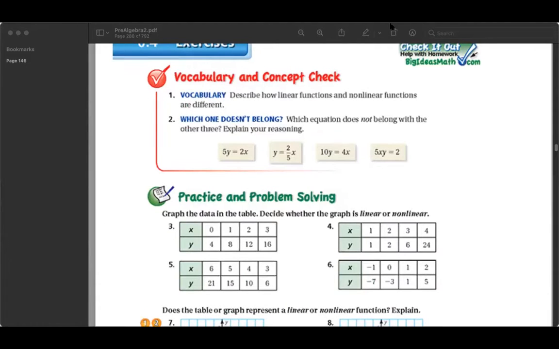All right, what about this one here? Look at these 5 here. What about this one, number 2 right here? It says, which equation does not belong with the other 3? And explain your reasoning. So we'll have A, B, C, and D. So can anybody tell me which one of these doesn't belong? A, B, C, or D? We got 5y equals 2x, y equals 2 over 5x, 10y equals 4x, and 5xy equals 2.